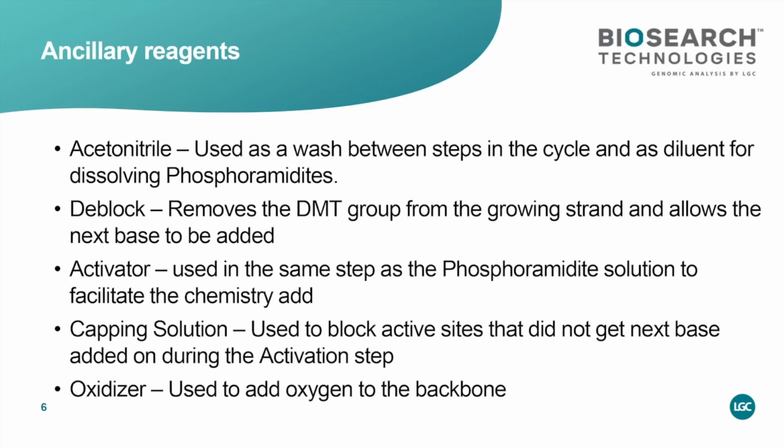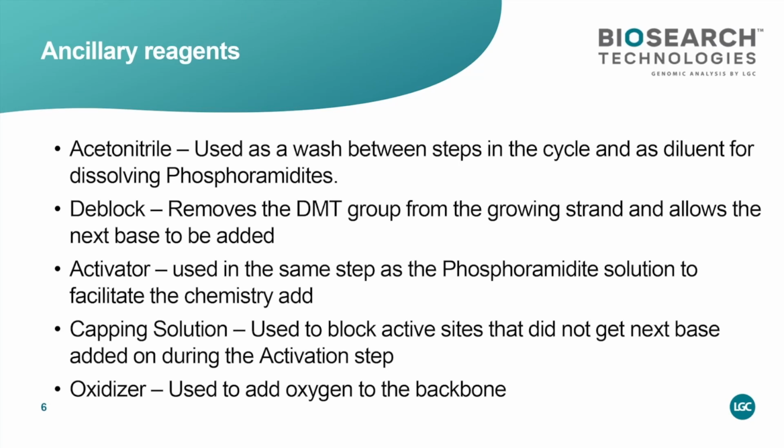Ancillary reagents. As I showed you through the cycle, we do need certain chemicals to push the reaction through. So acetonitrile is a single base solvent. It is used to wash between the steps and as a diluent for dissolving phosphoramidites. Deblock, which is the acid. It does have multiple different variations, but what it does is remove the DMT group from the growing strand and allow the next base to be added.